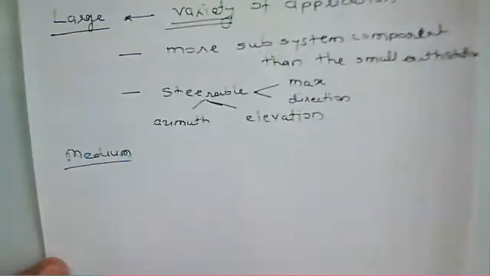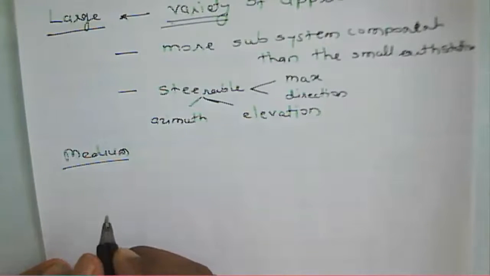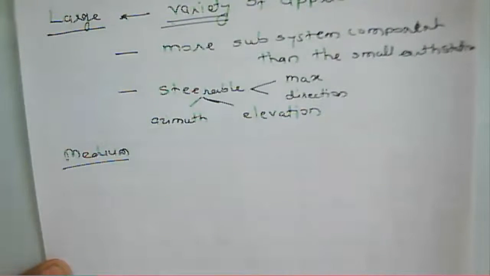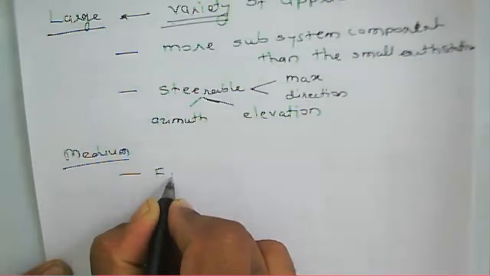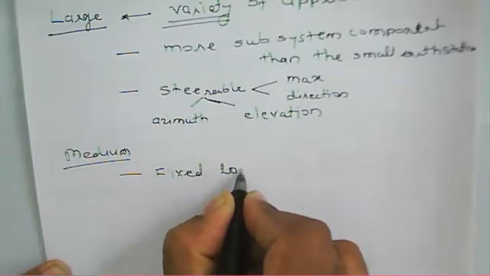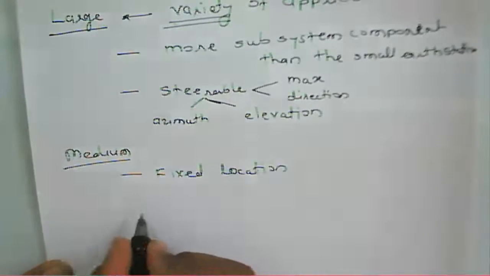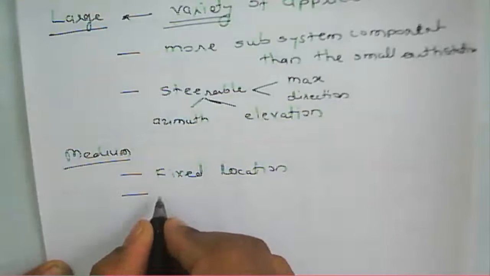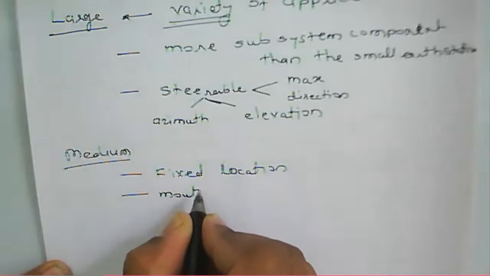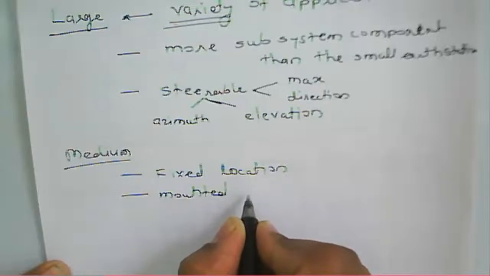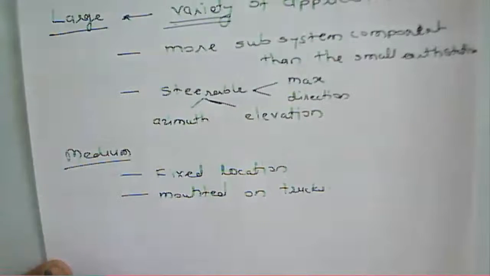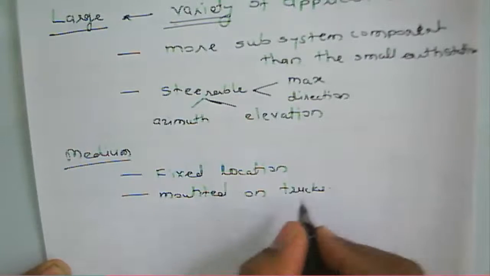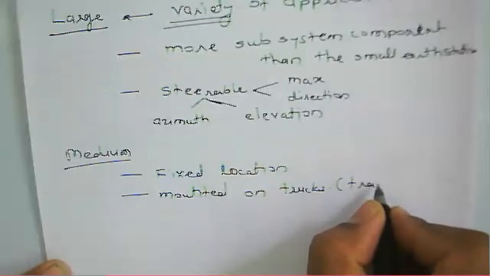Then the next topic is the medium earth station. The medium earth station is used in a fixed location, and again, it can be mounted on trucks, or we can say that it is transportable.